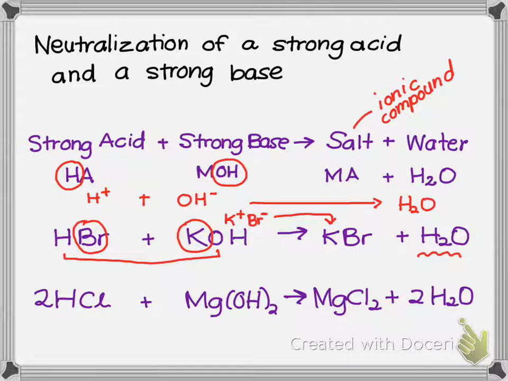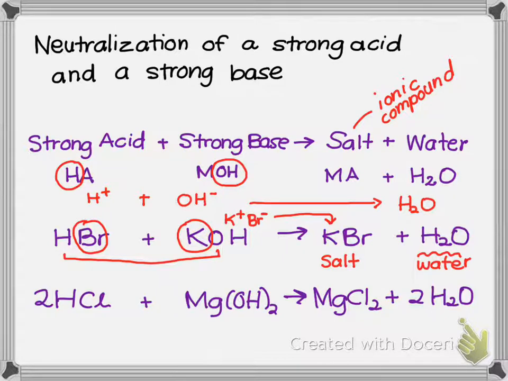So a salt and water. Now I threw in a second example because potassium and bromide have a +1 and a -1, so things are just kind of switching around. It's called a double displacement reaction. On the bottom one, it has coefficients because we had to balance it. But let's take a look.